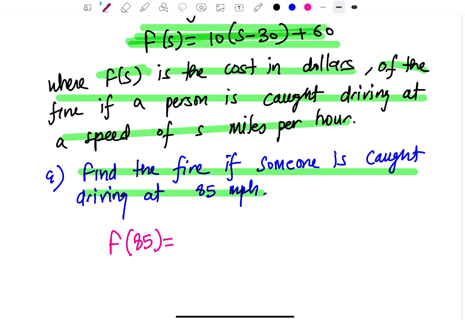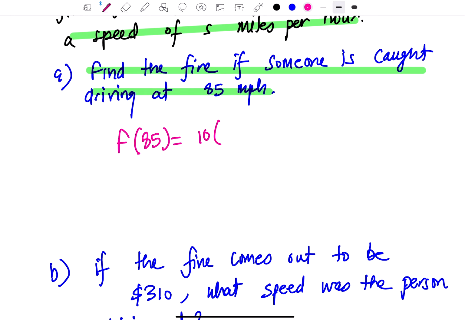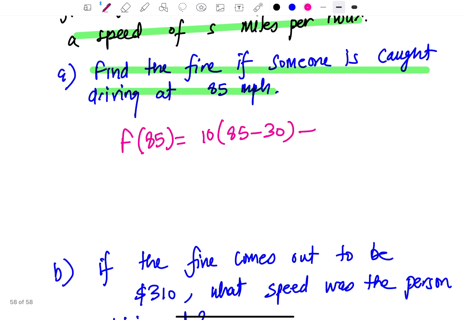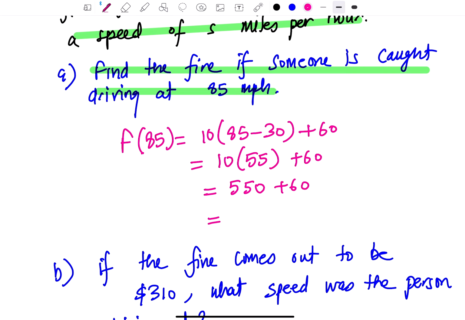Fine when the speed is 85 is going to be 10 times 85 minus 30 plus 60. So that turns out to be 10 times 85 minus 30, which is 55, plus 60, which is 550 plus 60, and that would be 610. So the dollar fine would be $610 for the person who was driving at 85 miles per hour.